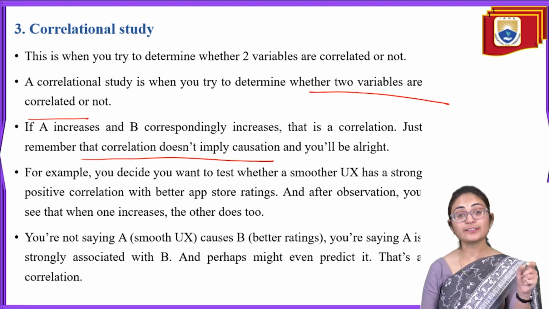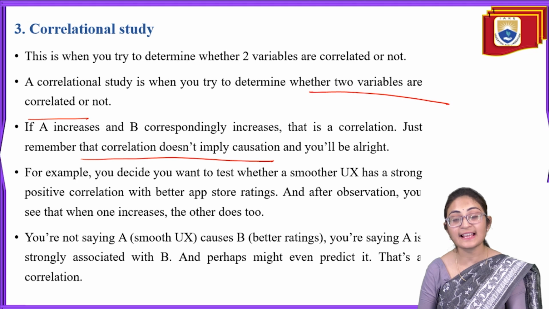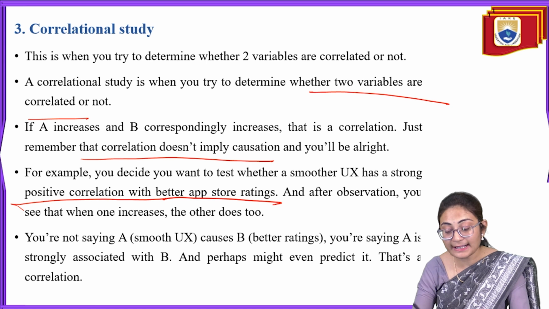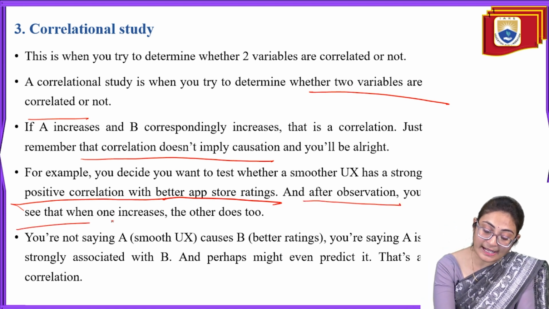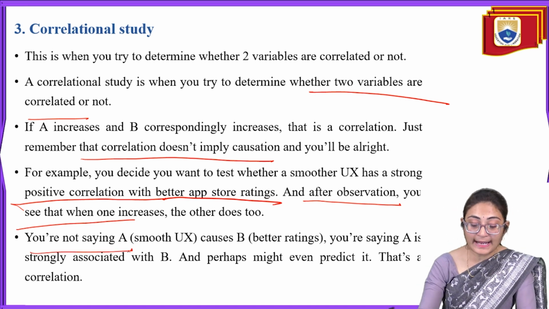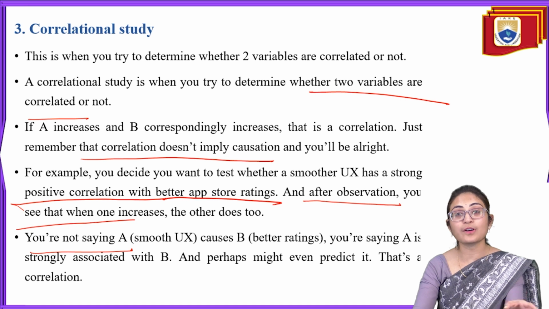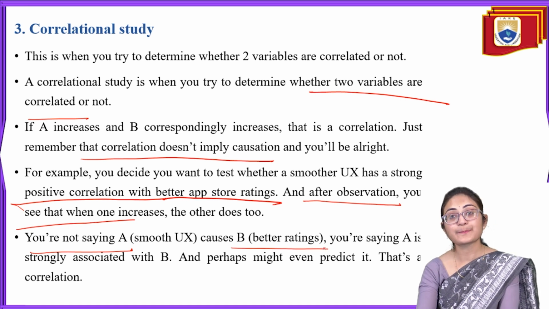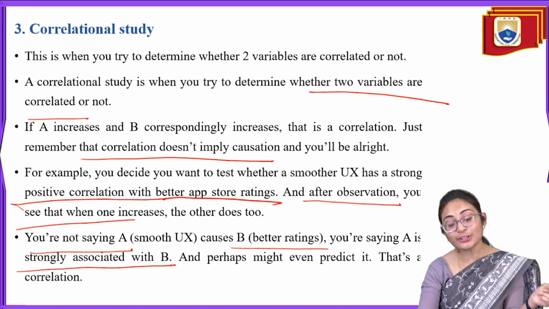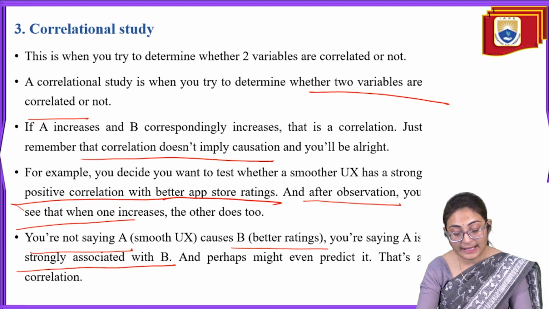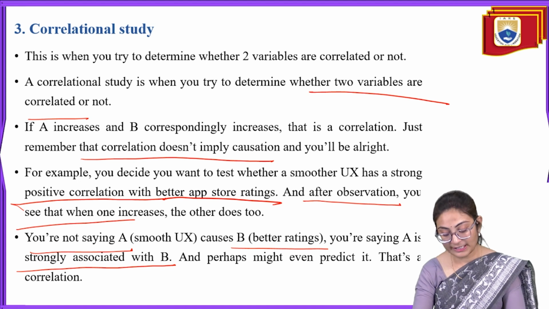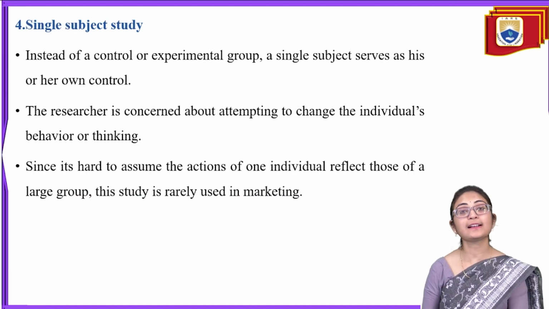For example, you decide you want to test whether smoother UX has a strong positive correlation with better app store ratings, and after observation, you see that when one increases, the other does too. You are not saying A causes B, that smooth UX causes better ratings. You are saying A is strongly associated with B, which shows the correlation between A and B, and perhaps might even predict it. That's the correlation.